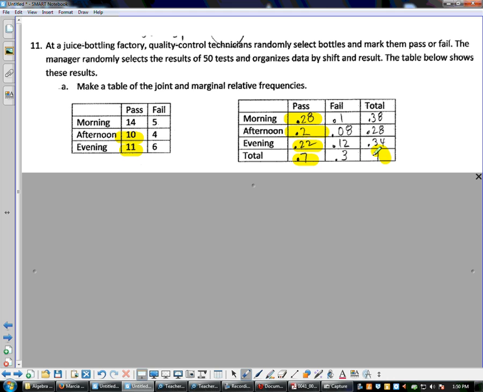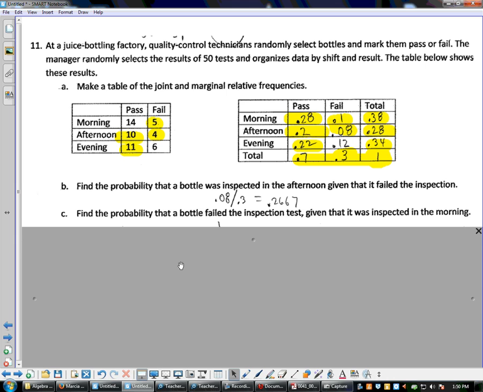Now we know this number down here has to be 1 always when you do these joint and marginal frequencies. And you can do 5 over 50 and you get 0.1, 4 over 50 is 0.08, and so on. And we can add these up and we end up getting 0.38, 0.28, 0.34. That adds up to 1, and the 0.7 and the 0.3 add up to 1 also.